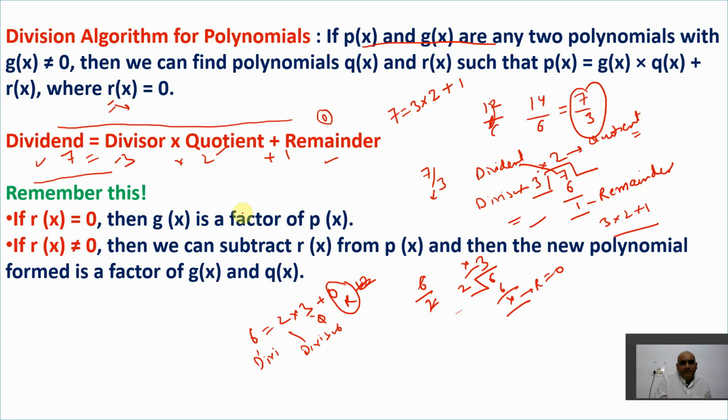Now, see this here. Just now I took one example for you, 6 by 2. Because this number perfectly divides this, that's why the remainder has come 0. So if the remainder is 0, that means this number is a factor of this particular number. This is for sure. I hope you get this. Now, see this here. This gx is actually a divisor. Px is actually a dividend.